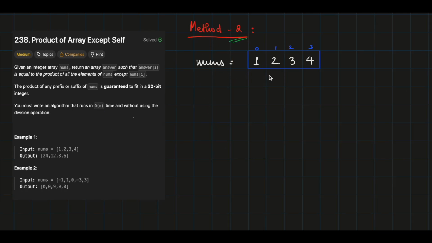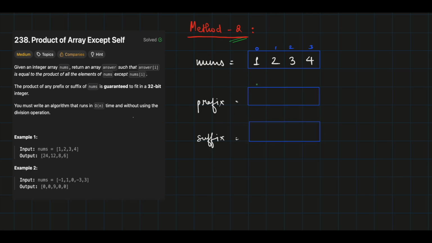So our method 2 says what we do is for every element we store the product of all the elements that come before and the product of all the elements that come after the element. So for example, let's take 3 here. Before 3, the product of 1 and 2 is 2, and the product of all the elements on the right of 3 is 4. So we need some way to store these two values. So we can use a prefix and a suffix array to store this.